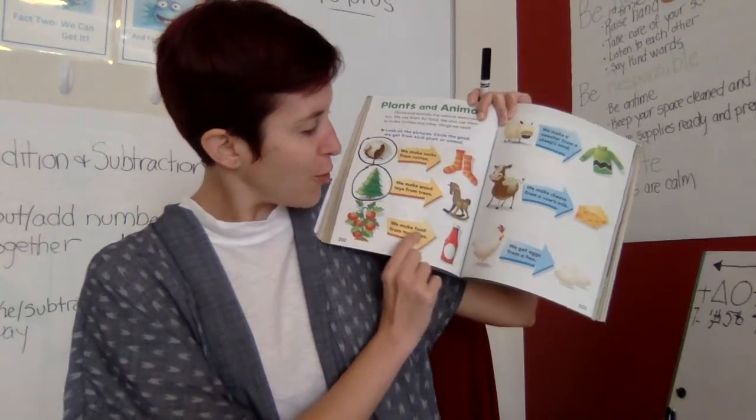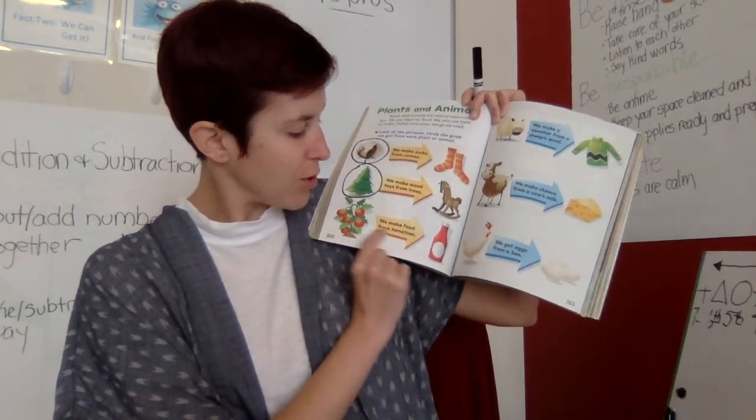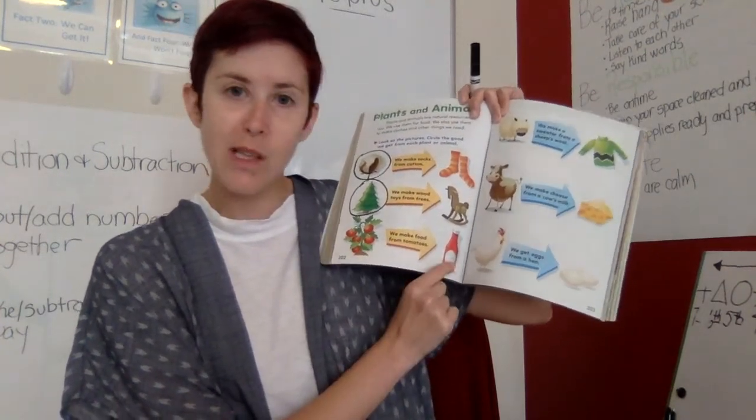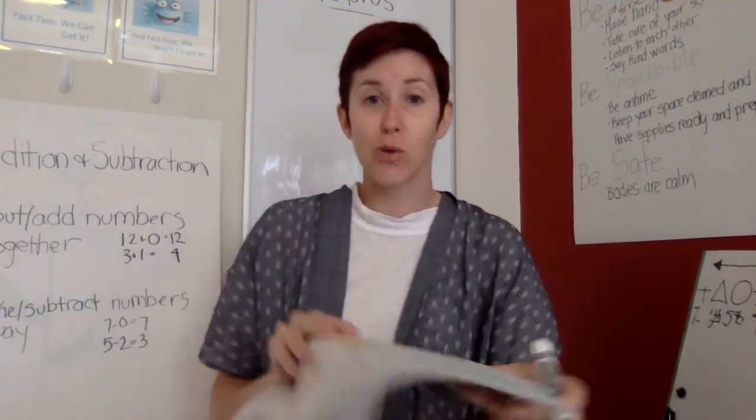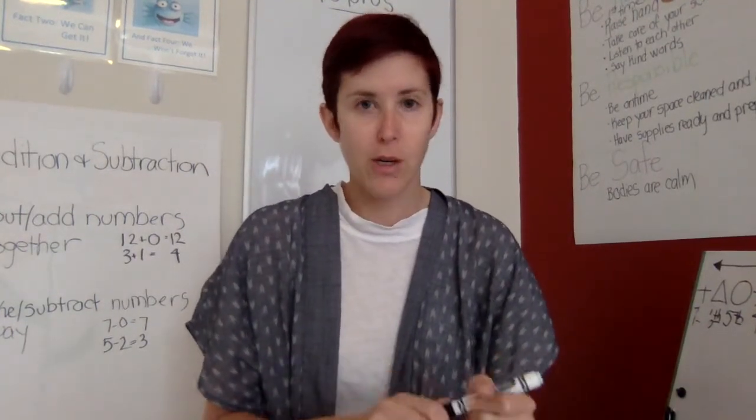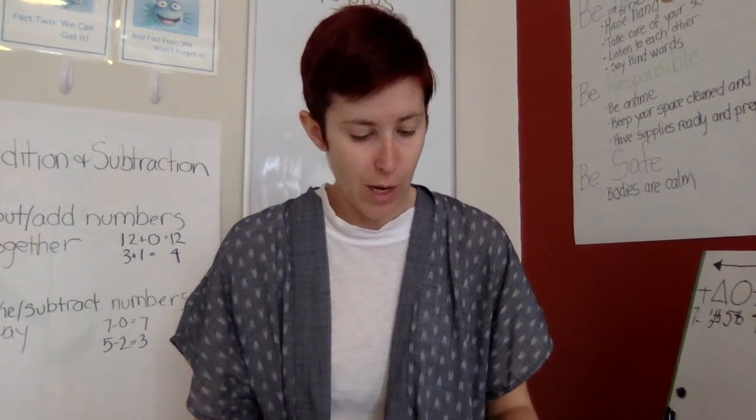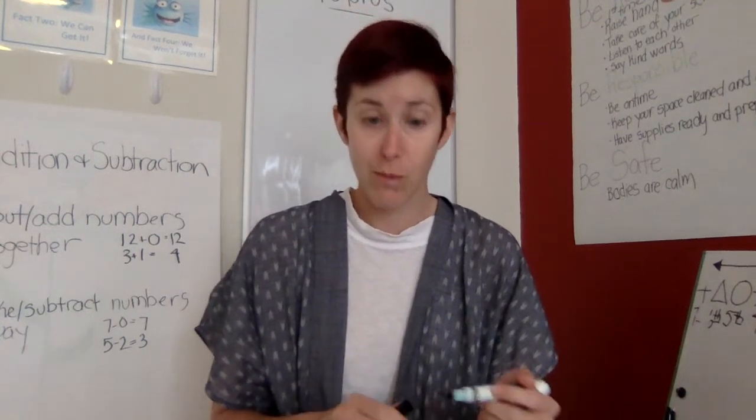All right, and we make food from tomatoes. So these are tomatoes. This is our ketchup. This is the thing we make. So circle the natural resource, the thing that comes from nature, not the grocery store. The thing that comes from nature.